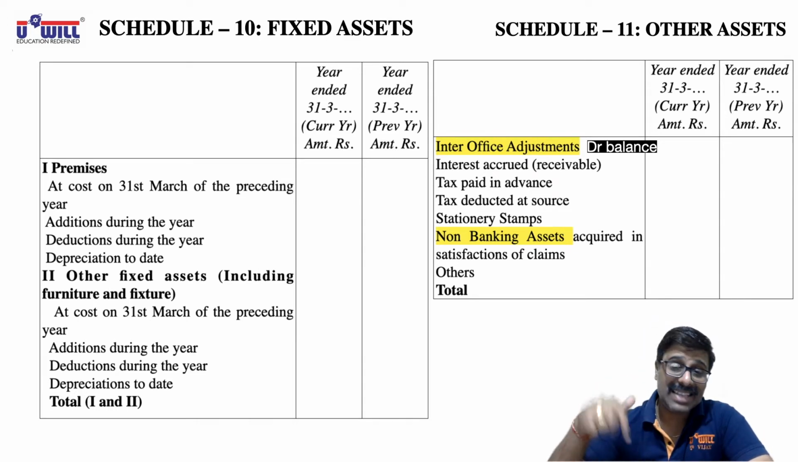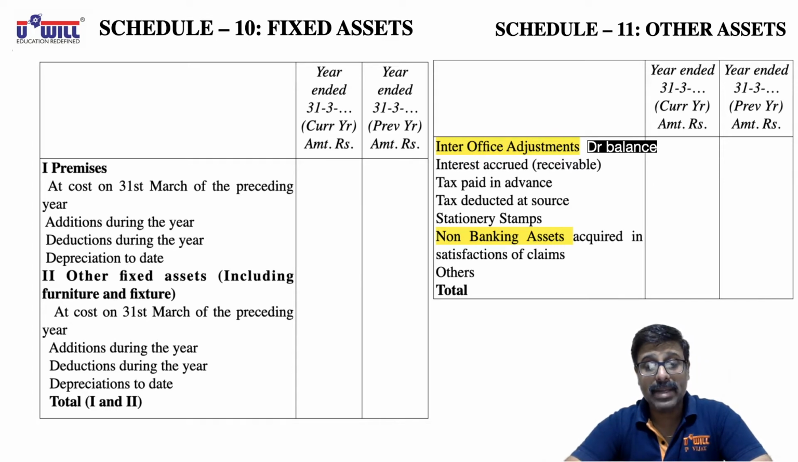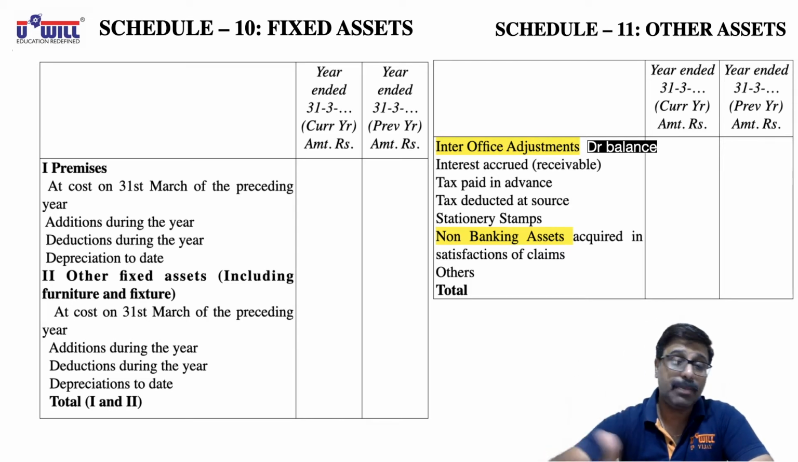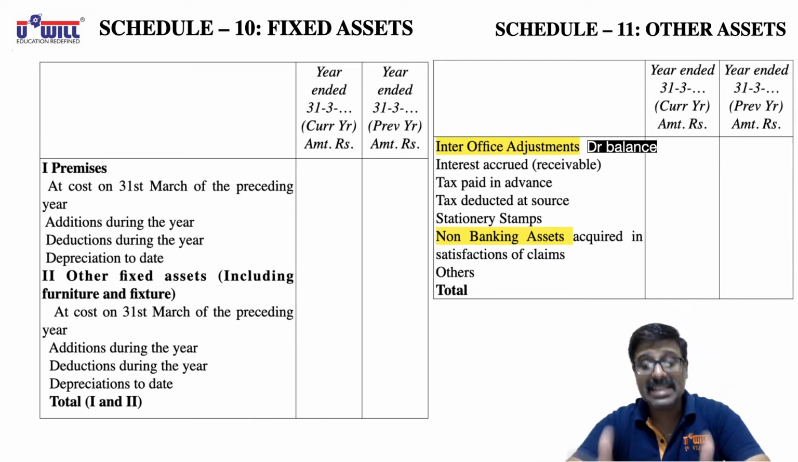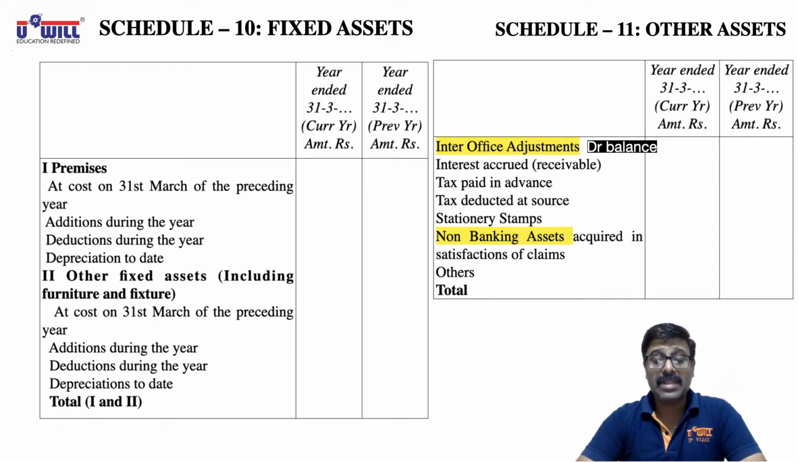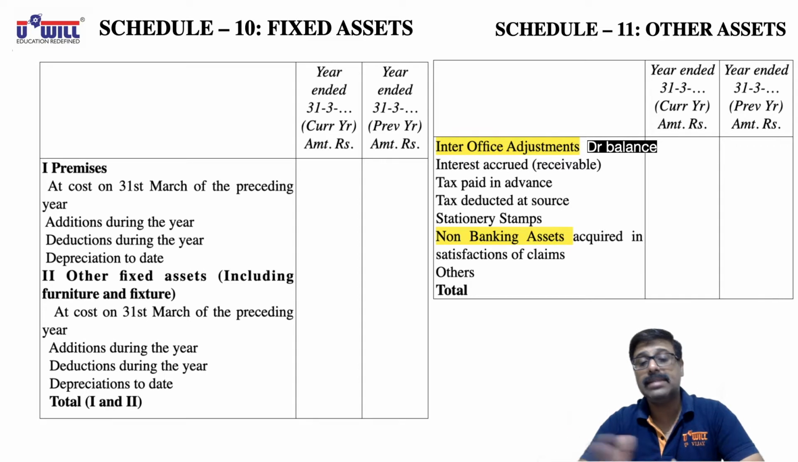Then the bank will sell those assets, and whatever money is recovered by selling them, the bank will recover its loan, and the remaining money they will give back to the bankrupt person. These assets which are acquired by the bank in the process of bankruptcy are called non-banking assets.